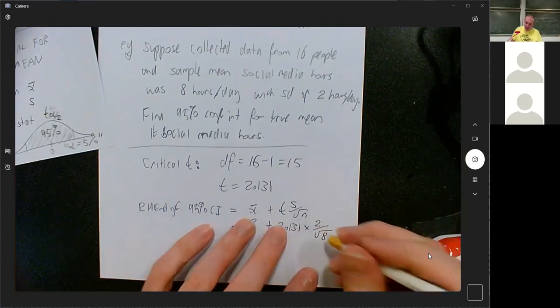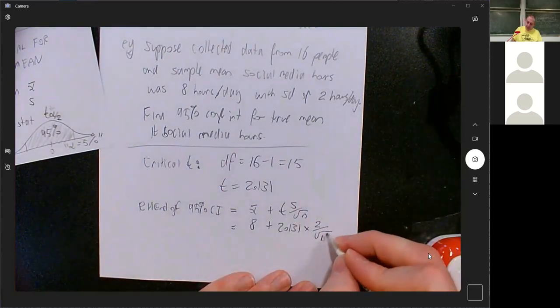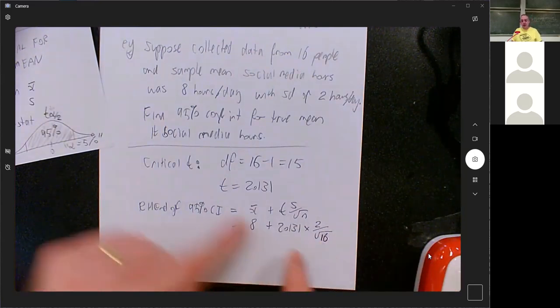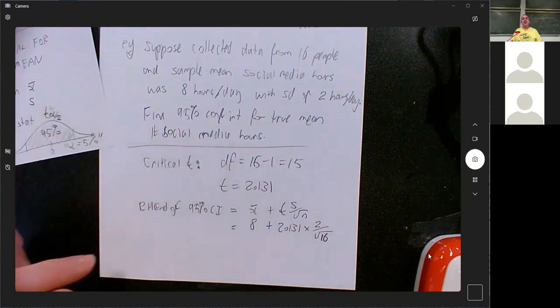No, how many? 16 people, sorry. So really important that this isn't n minus 1, it's just n. The n minus 1 is for figuring out what the correct t is.